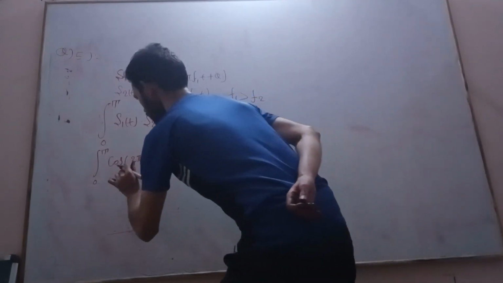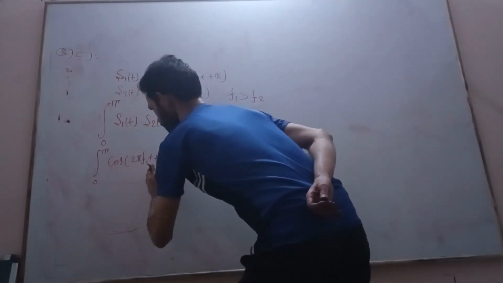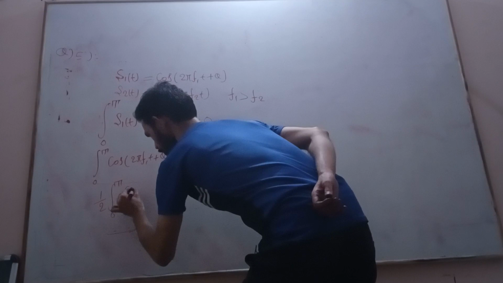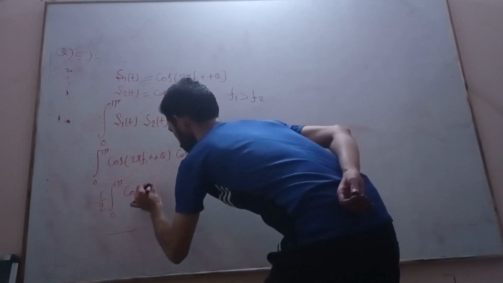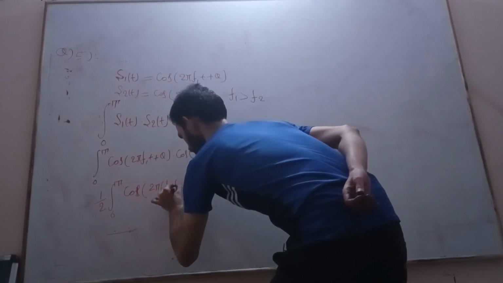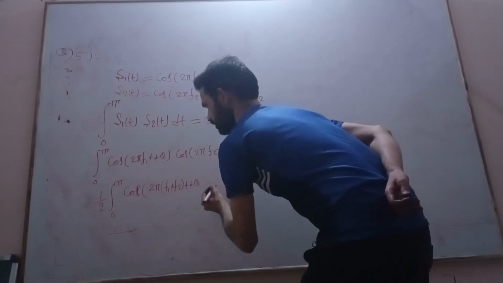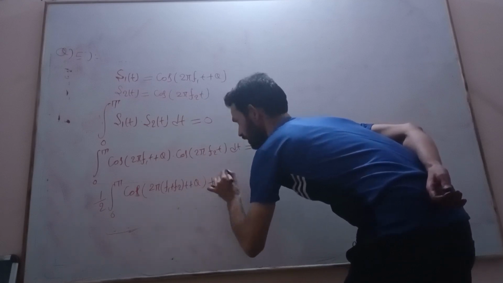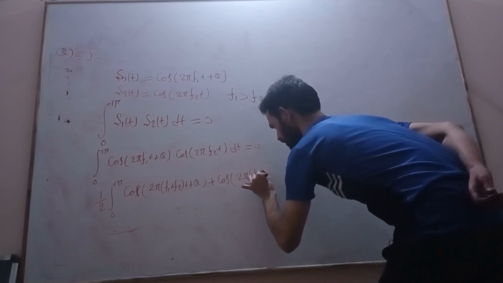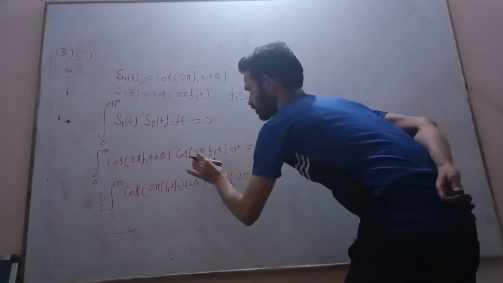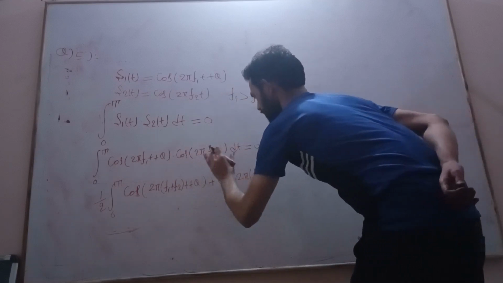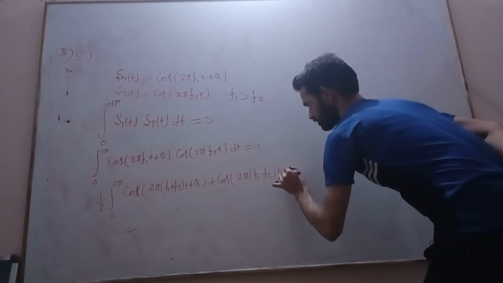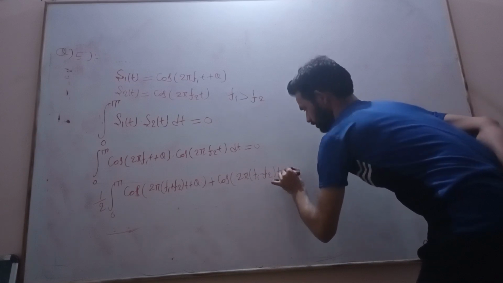Now see here, cos a cos b: just multiply and divide by 2, so we will get the integral from 0 to T. Since 2 cos a cos b is cos of a plus b plus cos of a minus b, this is cos of 2 pi f1 plus f2 into t plus theta, plus cos of 2 pi f1 minus f2 into t plus theta.